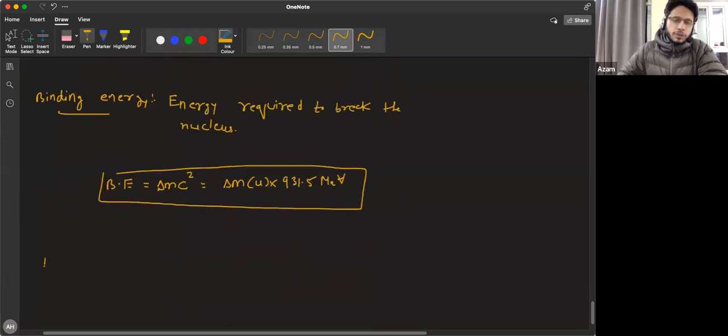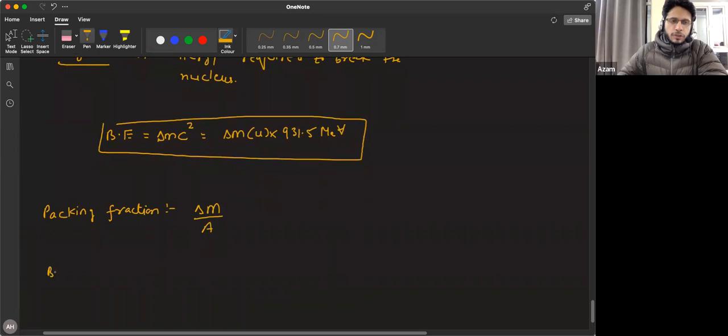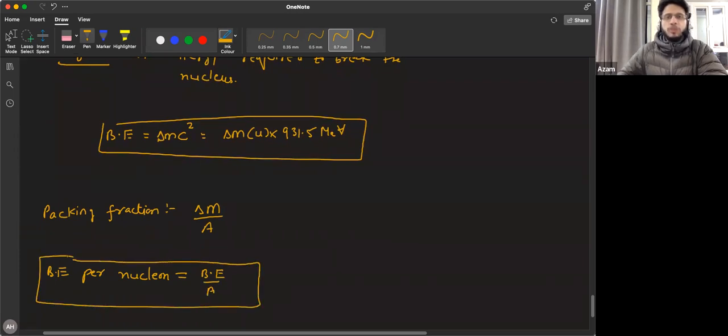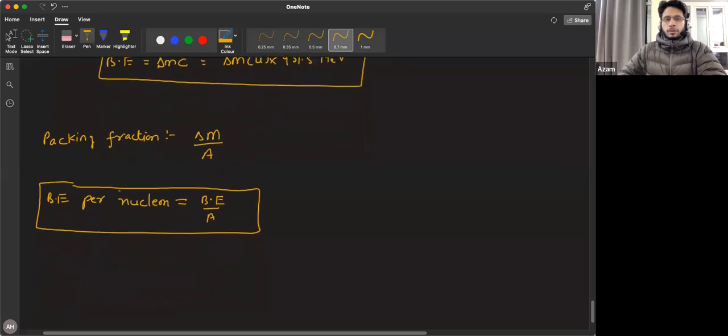Then you have one more thing which is known as packing fraction. So what does packing fraction mean? Packing fraction means mass defect divided by mass number. There's one more thing which is known as binding energy per nucleon. Binding energy per nucleon means binding energy divided by the mass number, binding energy per mass number.